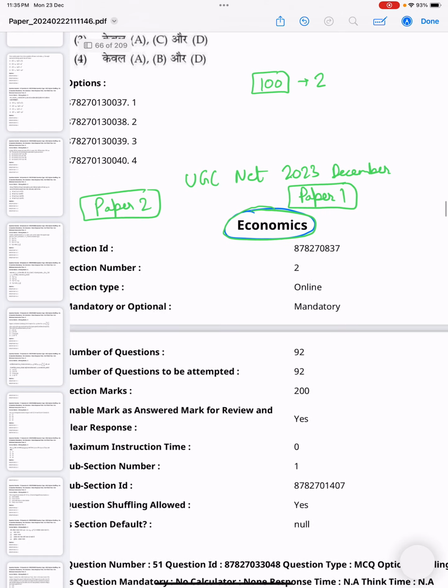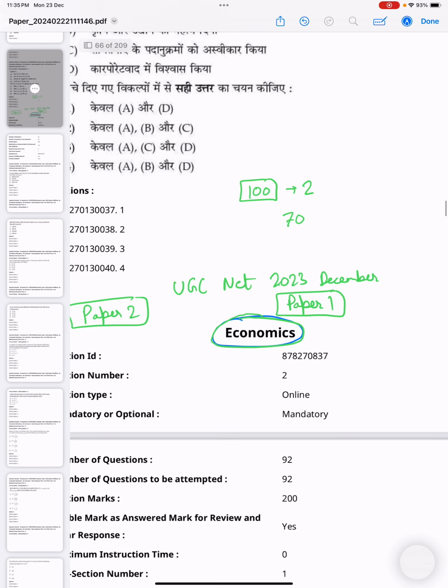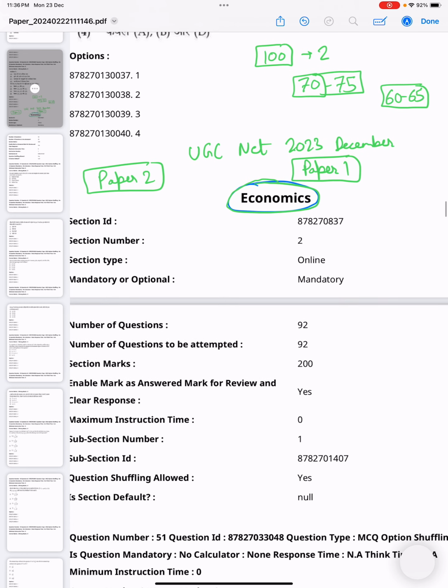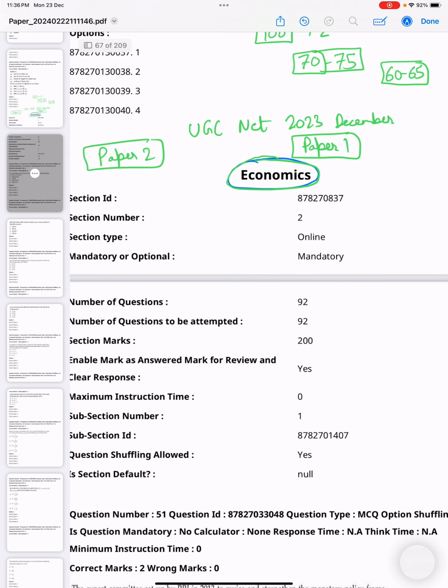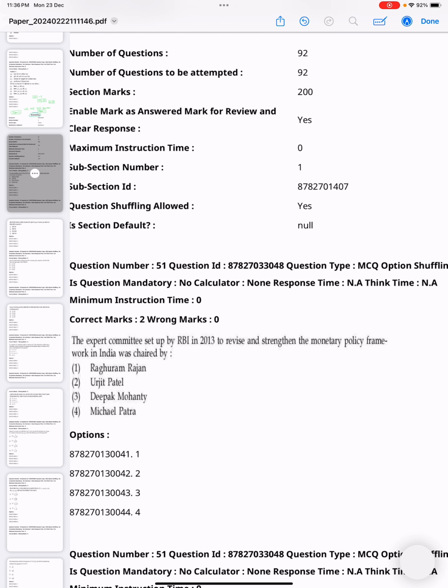And if you are scoring anywhere between 70 to 75, it is highly probable that you will be able to clear JRF, and if you are scoring in this range, you would be able to clear the NET, given you are having a decent score in paper 1. Okay, now starting with the economics questions.